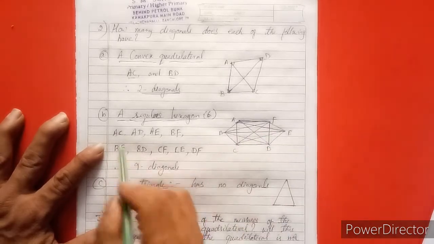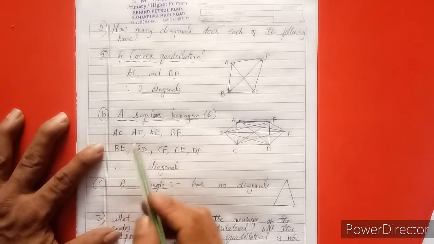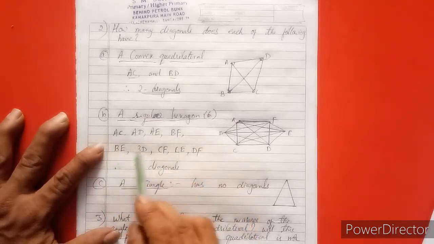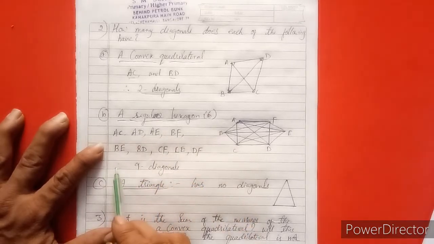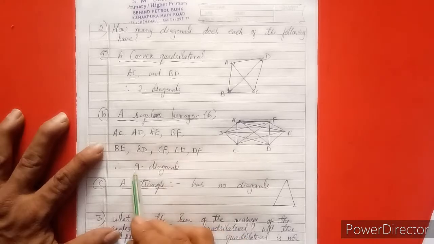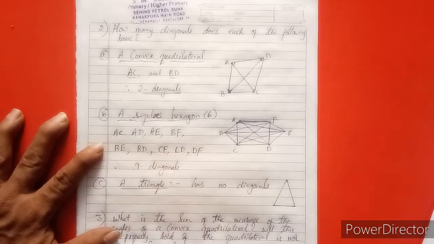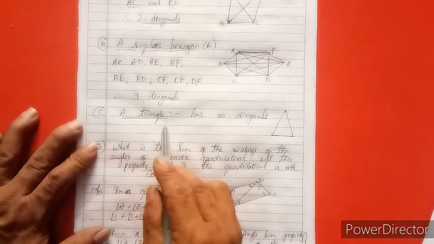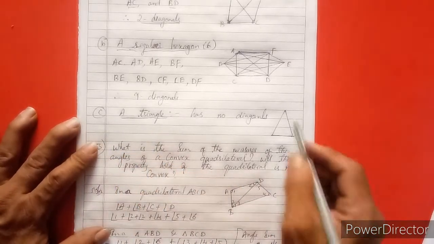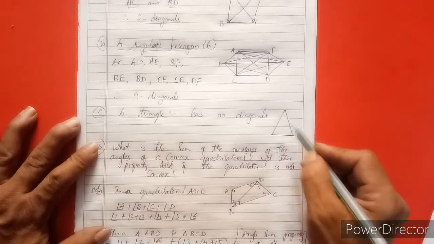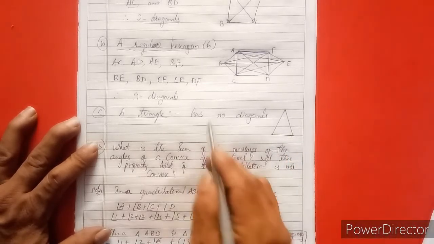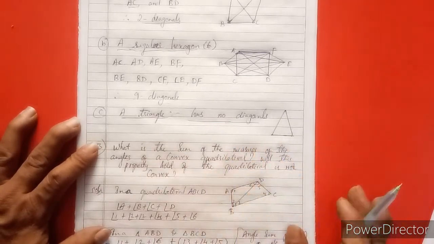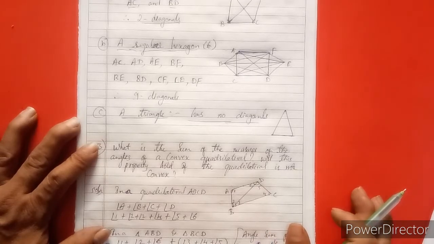Right? 6. And in total, how many diagonals are we getting in that? 1, 2, 3, 4, 5, 6, 7, 8, 9. Therefore, the number of diagonals we are getting is 9. And in a triangle, where we have to take the diagonals, there are no diagonals. A triangle has no diagonals. Did you understand?